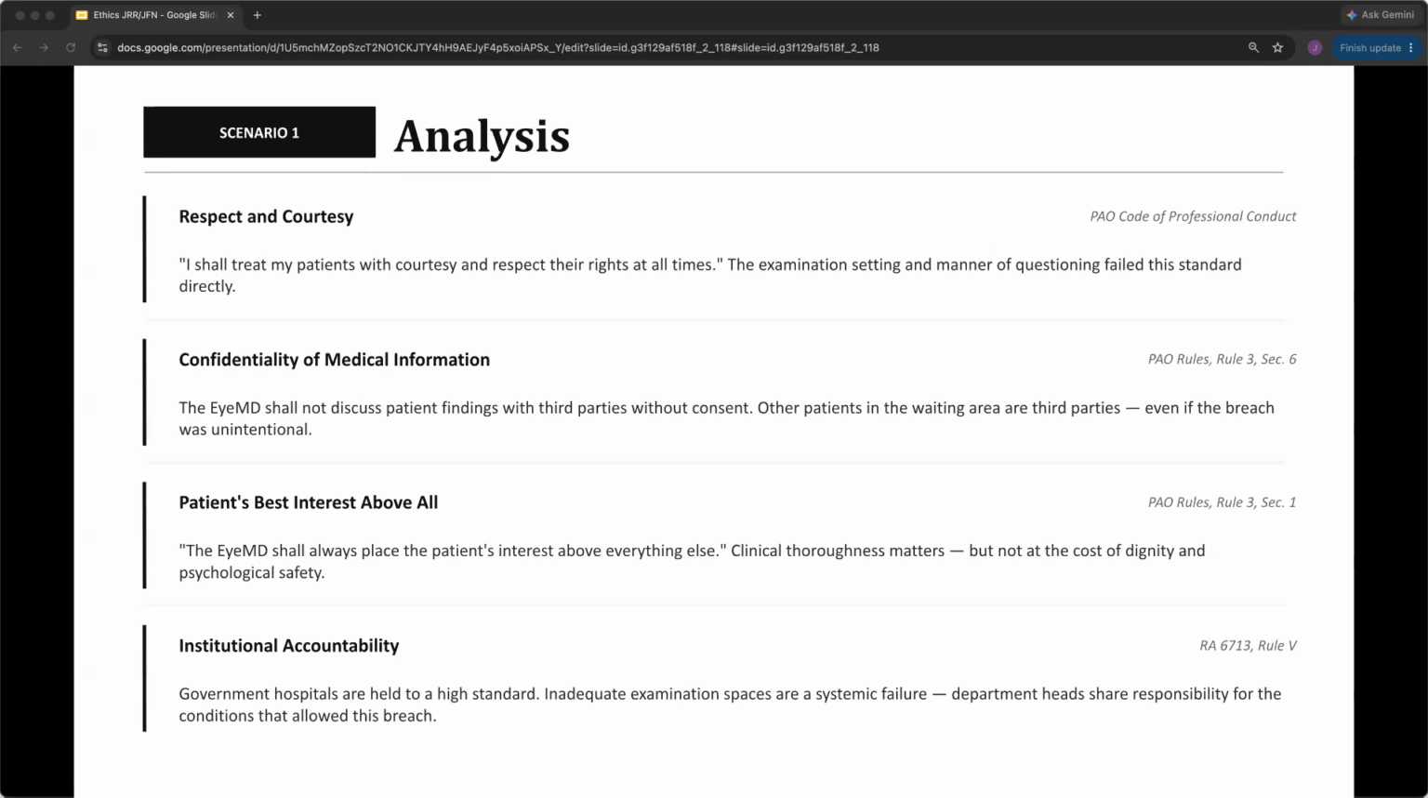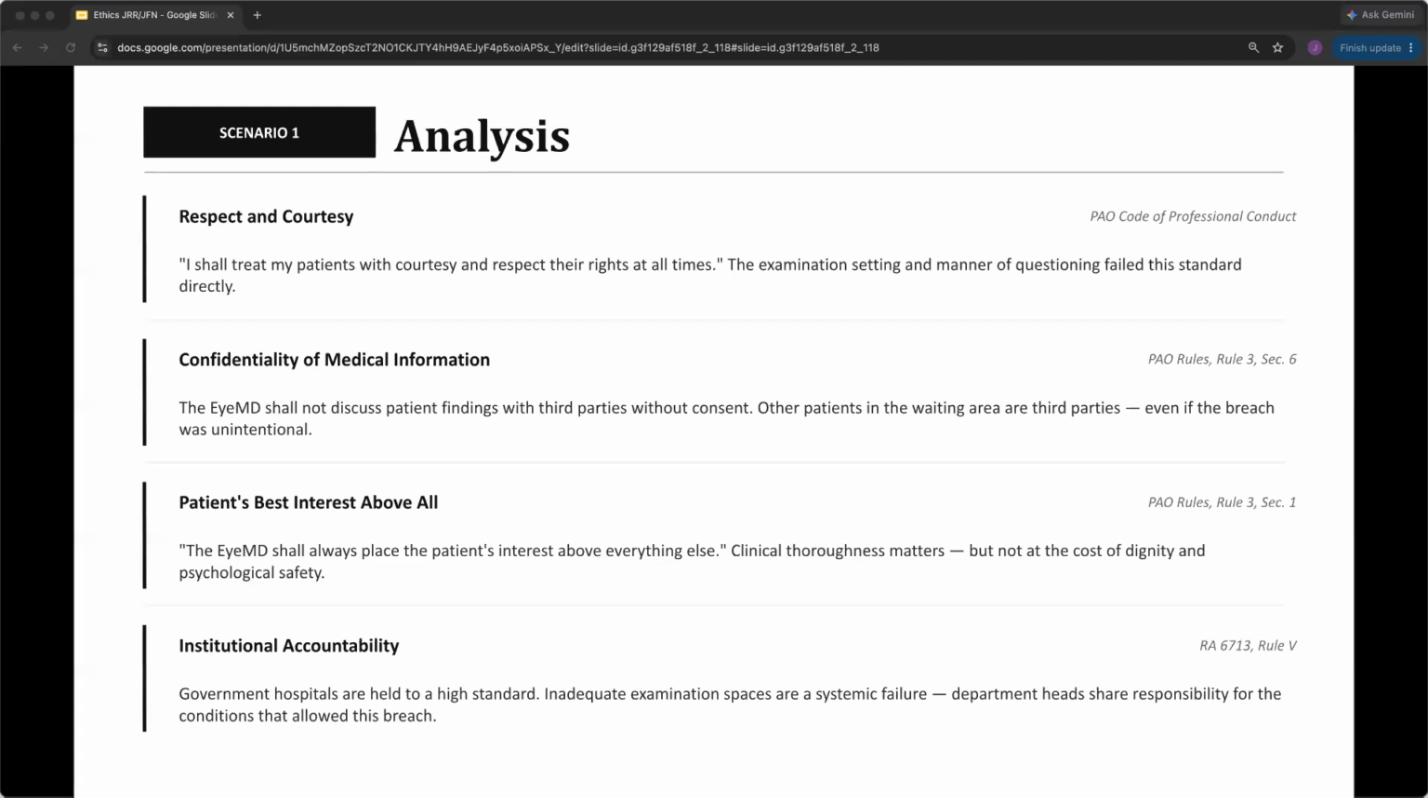So moving on to the analysis of the case, let's revisit the two questions we discussed and analyze them using the relevant ethical and professional standards. First, did the resident violate Mr. Santos' confidentiality, and was the resulting distress foreseeable? So the answer is yes. The PAO Code of Professional Conduct requires IMDs to respect patients' rights and treat them with courtesy and dignity at all times. Asking a sensitive question loudly in an environment where others can hear falls short of the standard regardless of intent. The PAO implementing rules and guidelines are even more explicit.